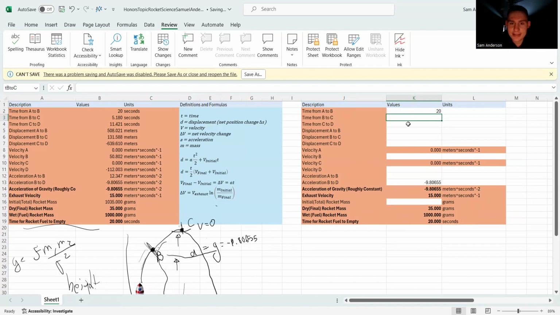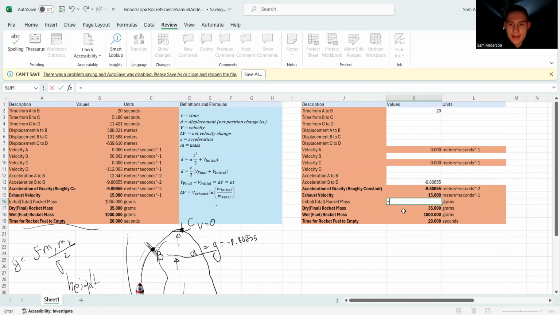Time from B to C and C to D, we don't know. We don't know anything else. So anything that's not written down, we don't know. Oh, except initial total rocket mass. The overall rocket mass is going to be equal to dry, or like the whole, and the fuel combined. Let's see, wet mass. It's going to be one of these. Yep, there we go.